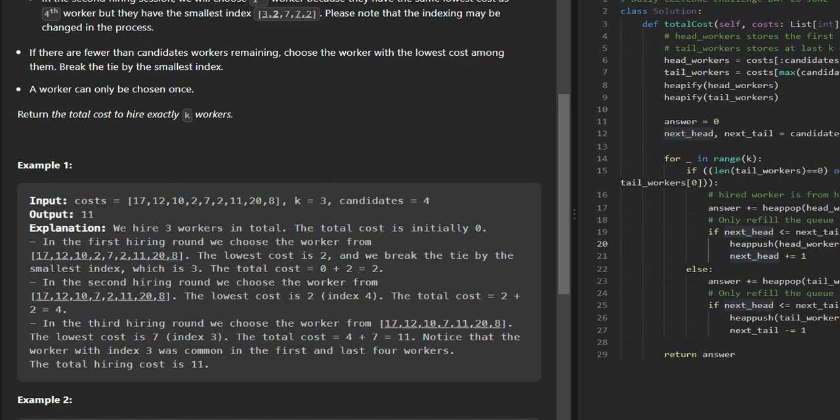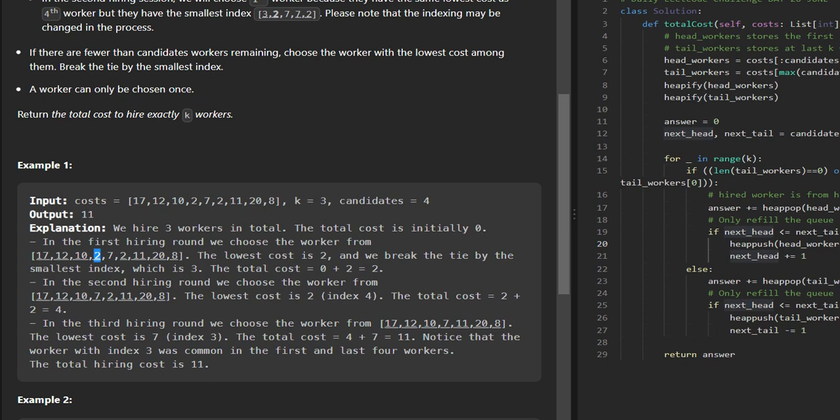So you can see 17, 12, 10, and 2, and in this case you can see 2, 11, 20, and 8. You can see that 2 is common in the left one also, and 2 is common in the right one also. So what we have to do, we have to select the 2 with the lowest index. So the lowest cost is 2, and we break the tie by the smallest index, which is 3. You can see that this 2 is basically index 3.